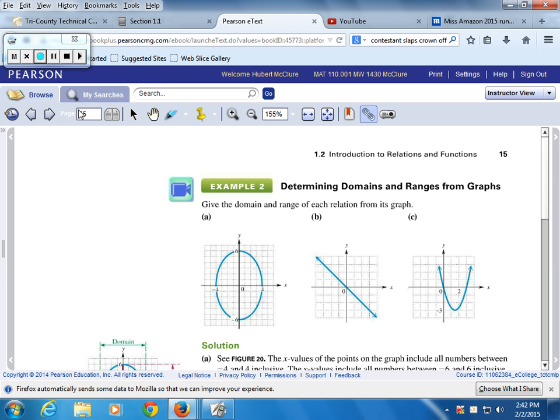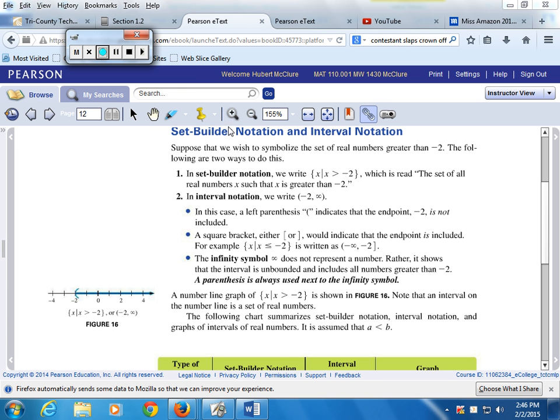Pull up 2.1. That doesn't look right. Y'all are going to feel good about yourselves.